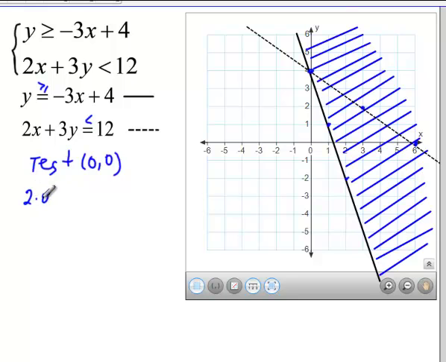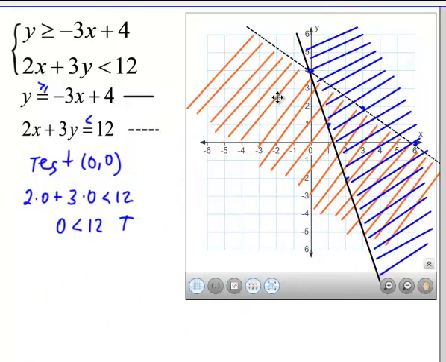2 times 0 plus 3 times 0 should give me less than 12. Okay, let's check. The left hand side is 0, less than 12. Is it true or false? Oh yes, it's true. It means the point 0 and 0 is the solution of this inequality and all other points on this side of the line. So now I'm ready to shade this half plane.